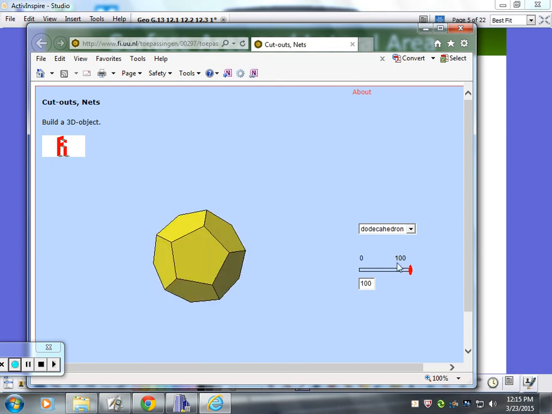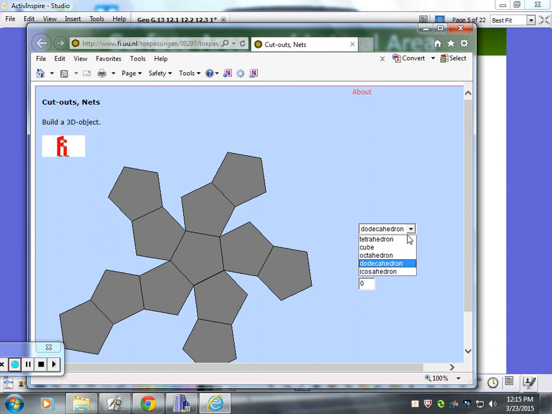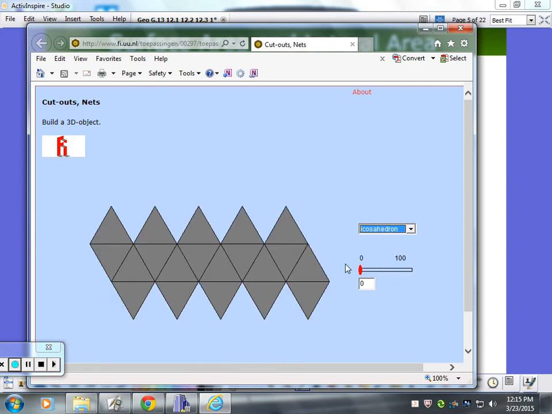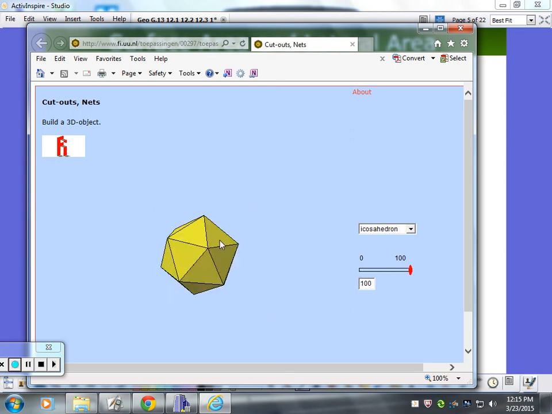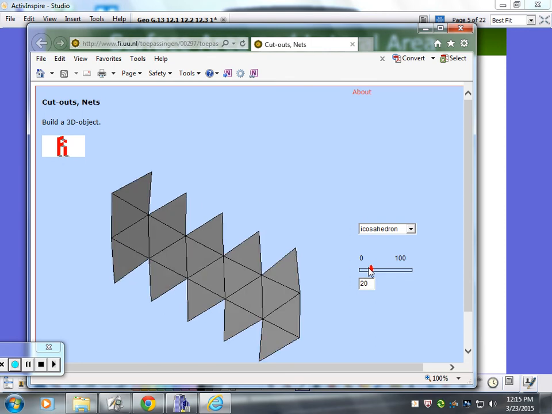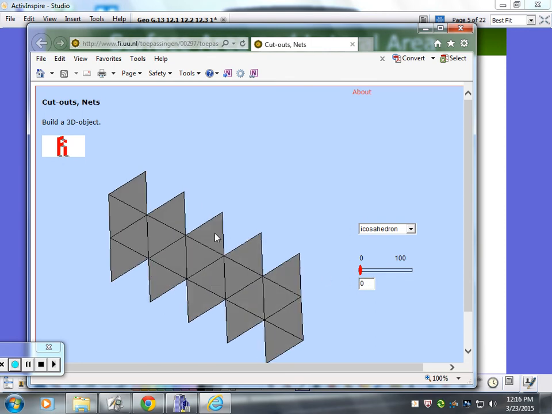But let me see what they are. So the idea is this icosahedron, I think that's 11. No, that's 20. Oh, that's 20, okay. And so again, the idea with knowing what a net is, it helps us figure out surface area. If I wanted to find the surface area of this, I could find the area of one triangle and multiply by the 20 faces I have. So the nets are helpful if we want to figure out surface area.